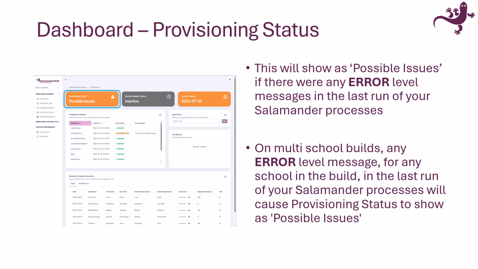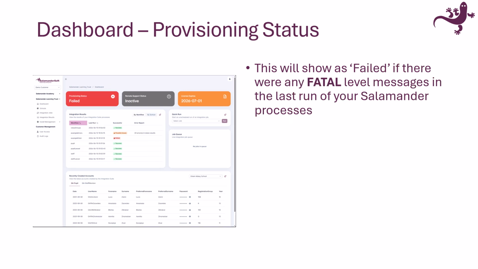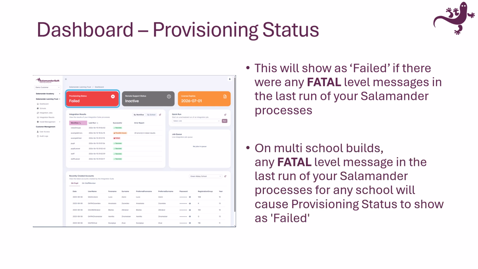So even if only one school has an error level message in the most recent run, the provisioning status will still show as possible issues, even though the rest of the schools were fine. Provisioning status will show as failed if there were any fatal level messages in the last run of your Salamander processes. On multi-school builds, any fatal level message in the last run of your Salamander processes for any school will cause the provisioning status to show as failed.